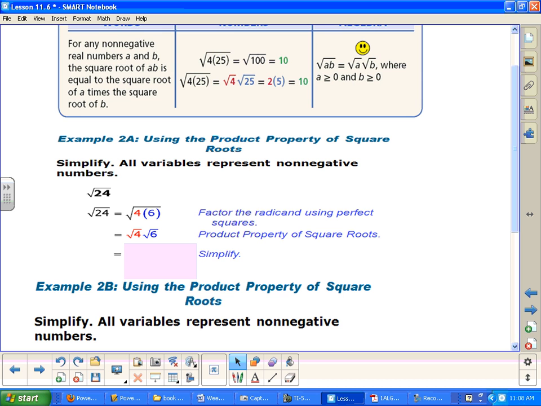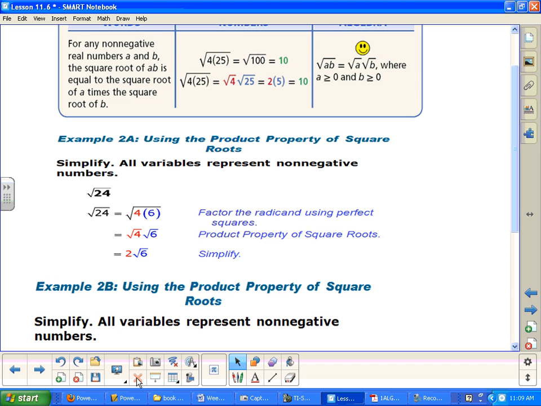Now, is there a square root of 4? What is it? 2. Is there a square root of 6? No. So my final answer is going to be 2 times the square root of 6. And remember, just like if there was a variable here, it means times. So this is 2 times the square root of 6. You don't have to put a times sign there, but understand that that's what it means.